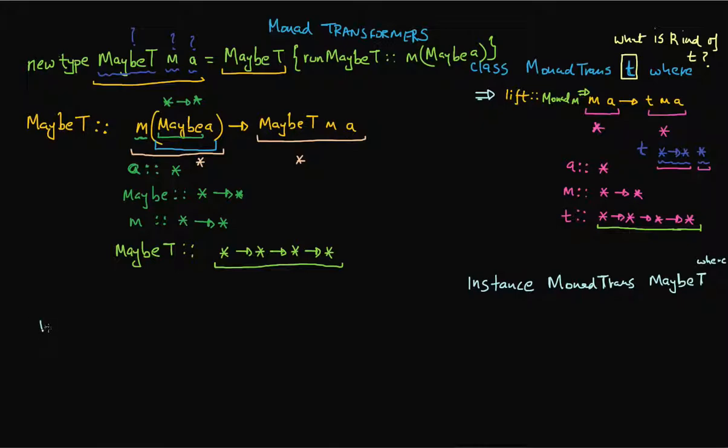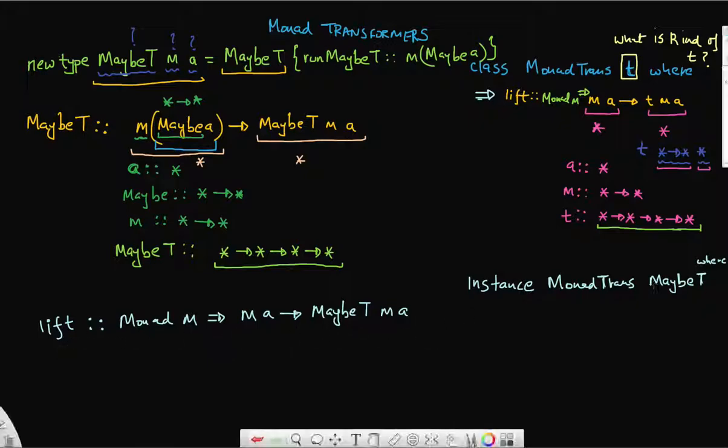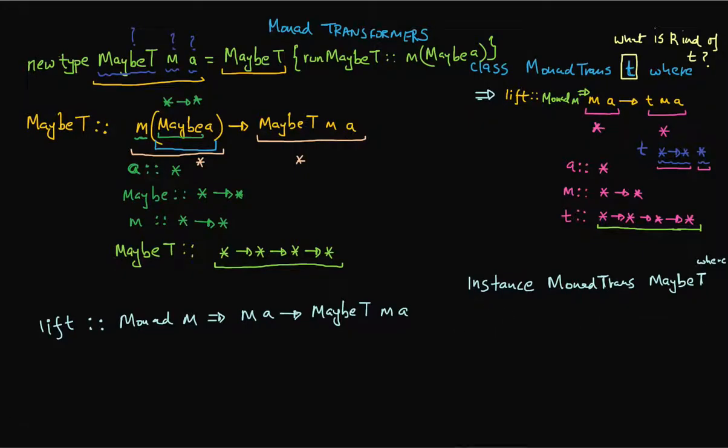So my signature over here is my lift method, where the class constraint is that m must be a monad, and the method takes in as an input some value of type m a, and out comes another value of some type t m a, where t in this case is MaybeT, so this is MaybeT of m a. All right, so this is what I really have to implement. This is the behavior that must be implemented in my instance of MonadTrans. Okay, so let's do that.